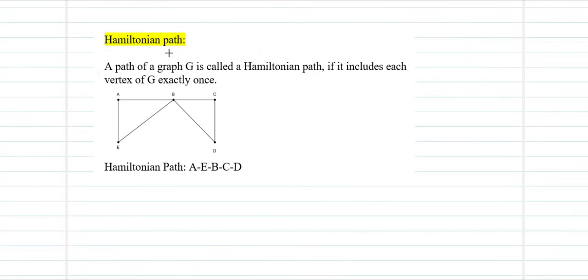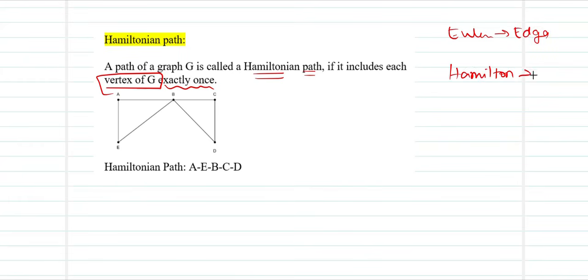Now coming to the next concept called the Hamiltonian path. A path of a graph G is called a Hamiltonian path if it includes each vertex of G exactly once. So when Eulerian was concerned with your edges, Hamiltonian is concerned with our vertices. Keep it in mind: Hamiltonian means you will have to traverse your vertices. So if I am able to touch each vertex of G exactly once, then you call such a path a Hamiltonian path.